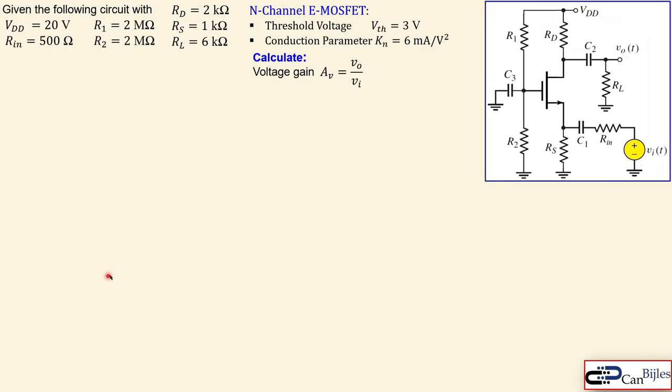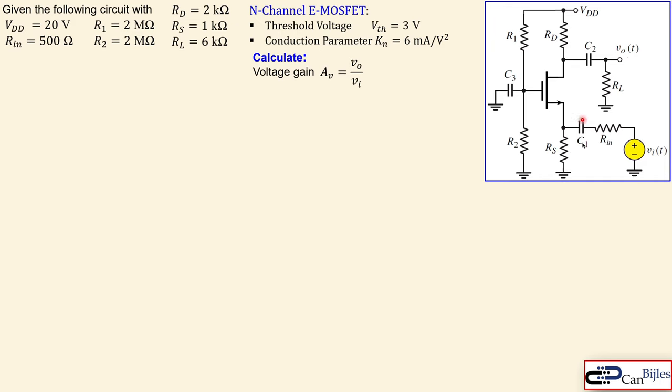So let's look at our circuit. We see here the following circuit. We have these resistors, again for the biasing, R1, R2, RD, and RS. The values are shown here. And we have the load, and we have also the source here, which has an output resistance of Rin, and we have the VI. And we also have the DC volt source VDD, that's 20 volts.